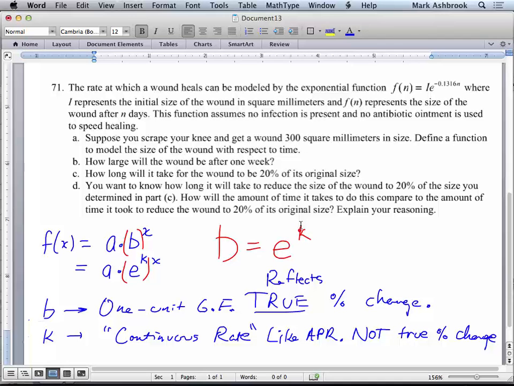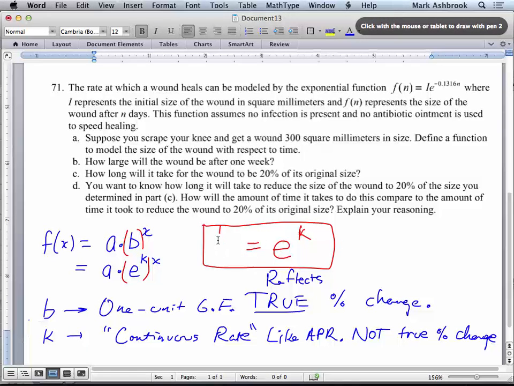This was the key to the relationship between the continuous rate and this number that's really the true growth factor B. There we go. This is our relationship between this continuous rate number, like an APR, and the true growth factor from which we can get the true percent change. It's my experience that this idea does not stick easily with students. They have a lot of trouble. The success on the exam is very low.